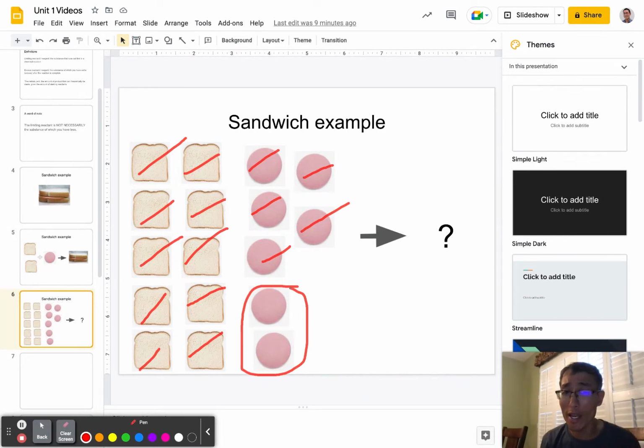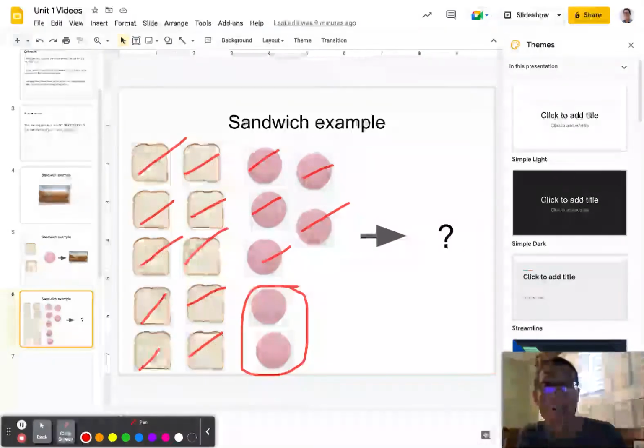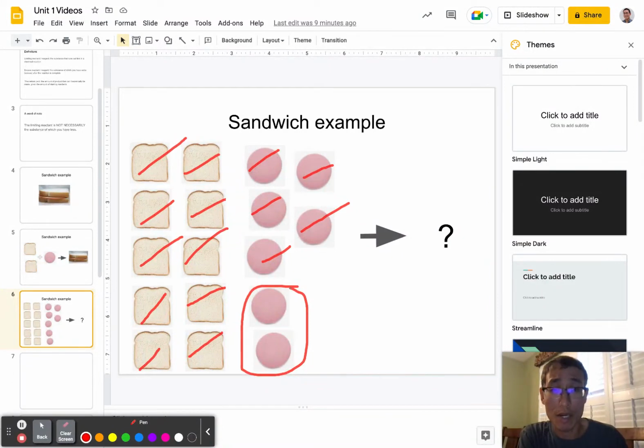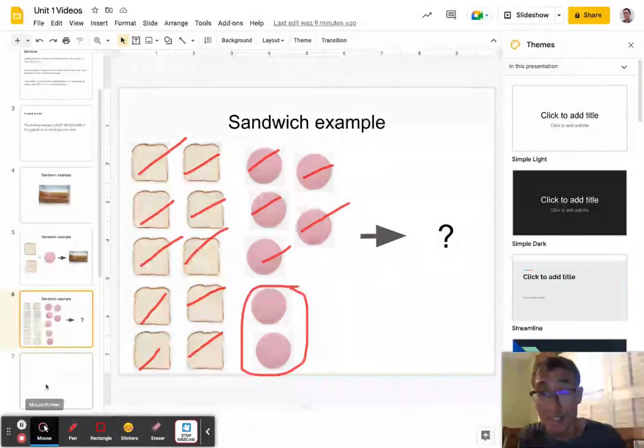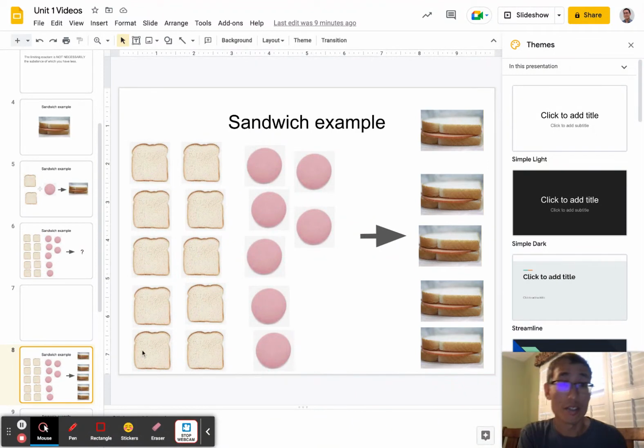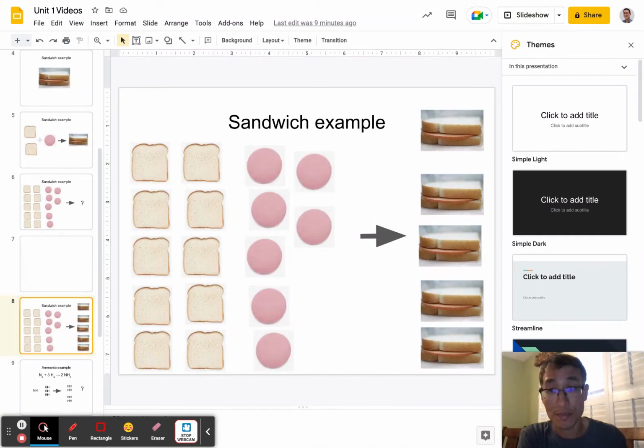So even though I had less bologna to start with, my bologna is actually my excess reactant. My bread is my starting reactant, my limiting reactant, and this is my final equation. So I can make 5 bologna sandwiches. That's my theoretical yield for bologna sandwiches. My bread's my limiting, and my bologna is my excess.